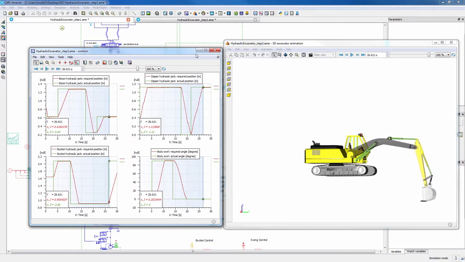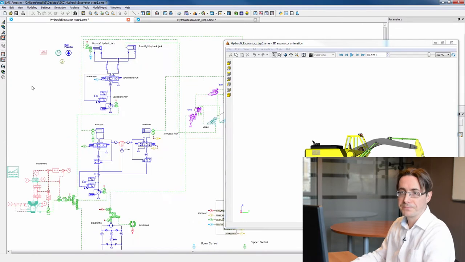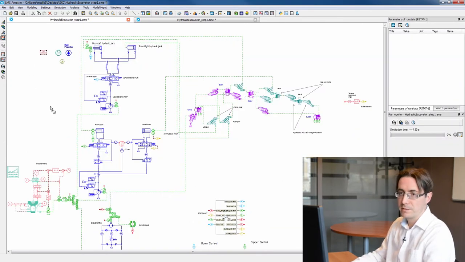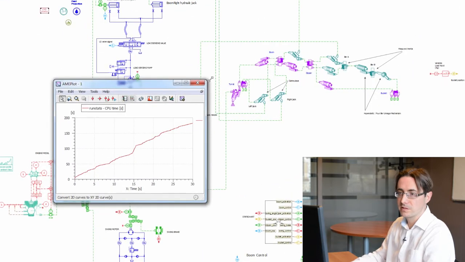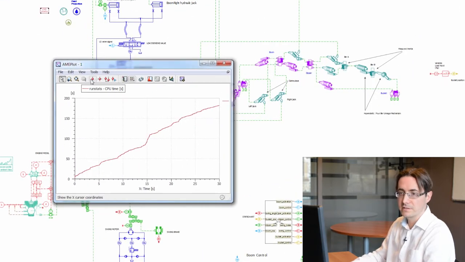Let's have a look now at the CPU time. The CPU time of the simulation, so simulating 30 seconds, takes 180 seconds of simulation, so roughly six times the real time. So we are six times slower than the real time. So now, how to make this model real time? We are going to use a first tool, which is the performance analyzer.